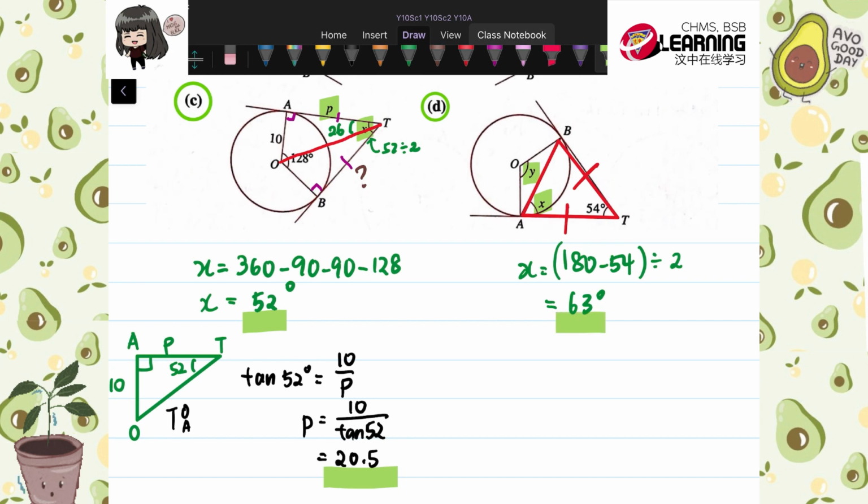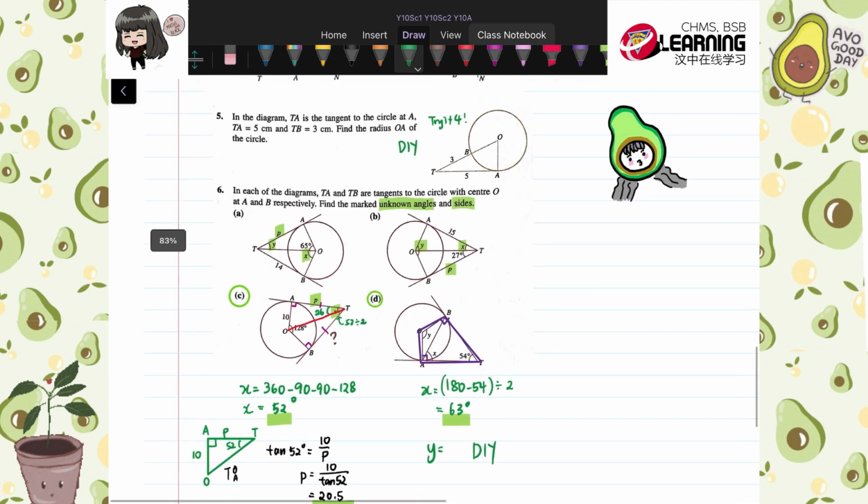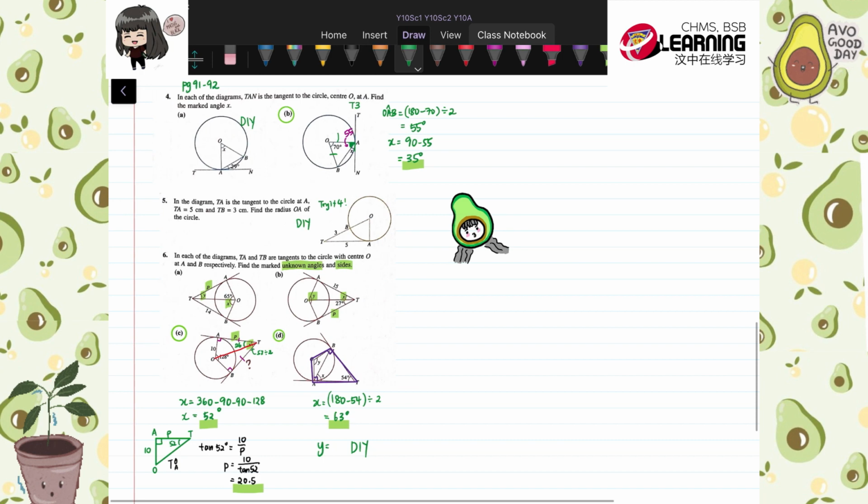And then for y, I think for y it's also easy. This is 90 degrees, this is 90 degrees. So 180 minus 54 to get this y also can, or 360 minus 54 minus 90 to get the y. So y, you do it yourself. I think the rest of the questions are kind of easy for you to do. So I hope I have guided you much on Theorem 3 and 4.